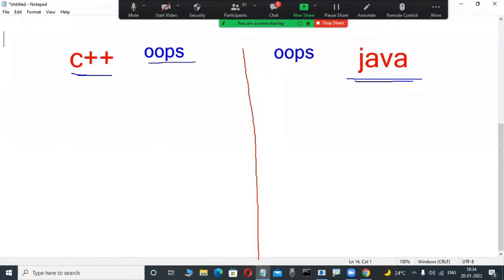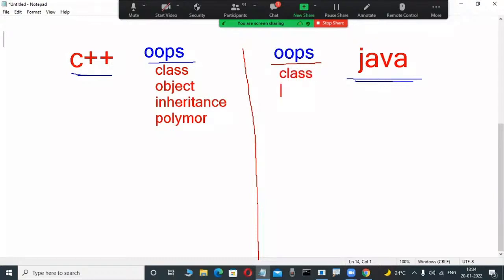Here, OOPS concepts mean, as some of you may know, the class concept is there. Again, object is a concept, inheritance is a concept, and polymorphism is a concept. Maybe so many fellows have an idea. Observe here, the same in Java also: what is a class, what is an object, what is inheritance, what is polymorphism? So many concepts are there. That's why conceptually class, object, inheritance, and polymorphism are the same.